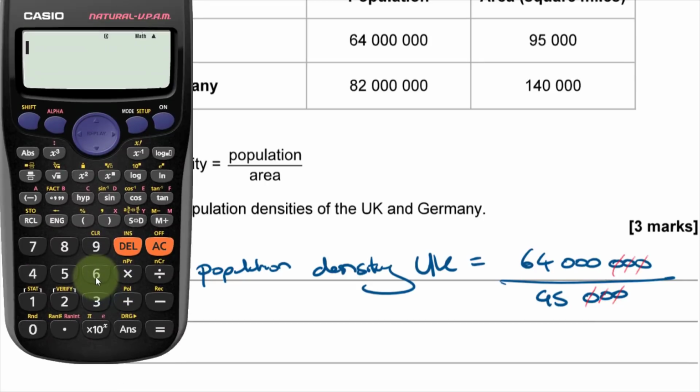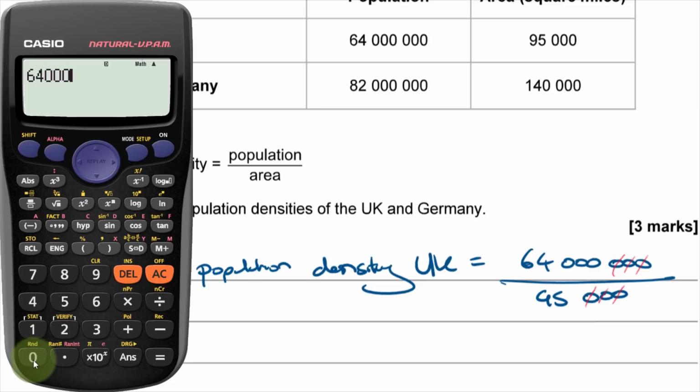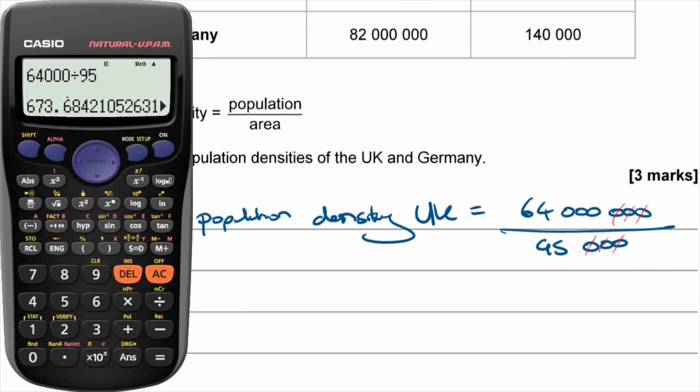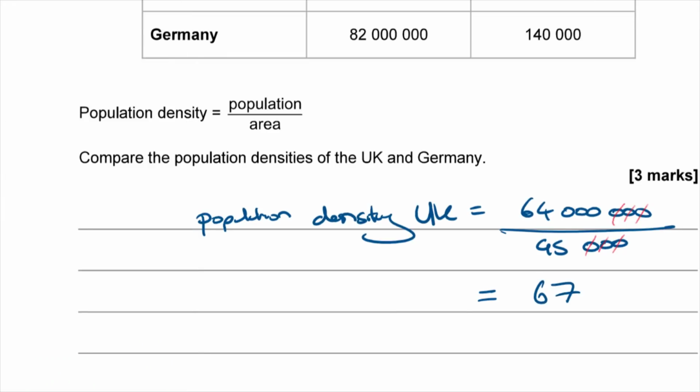So 64,000 divided by 95 comes out to be 673 and change. So let's just round that off to 3 significant figures. Let's call that 674.